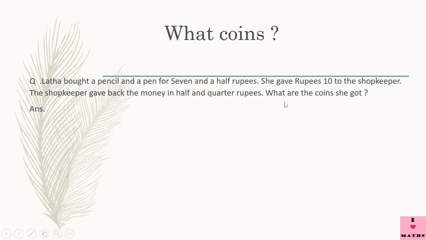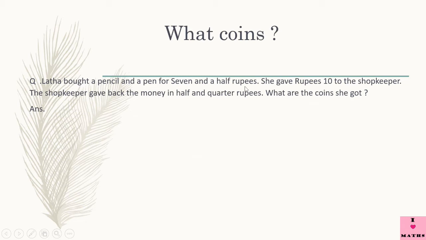Okay, children. So let us first think about this question. She bought a pencil and a pen for 7.5 rupees. So children, what is half rupee? Do you know how many paisa are there in 1 rupee? I'm sure we have studied this in class 2, 3. Do you remember? Yes, 1 rupee is equal to 100 paise.